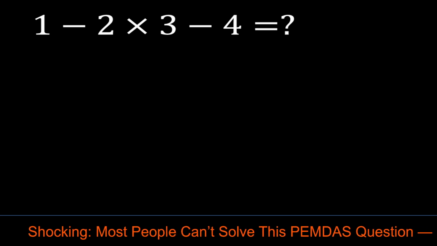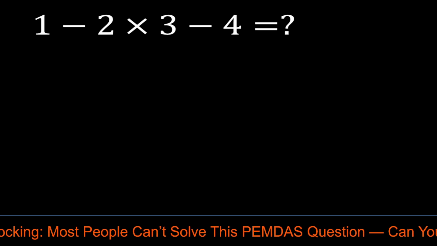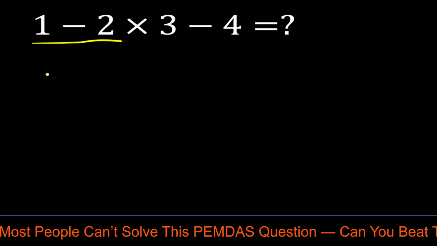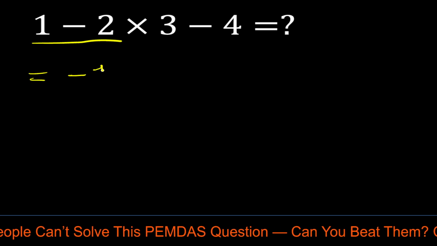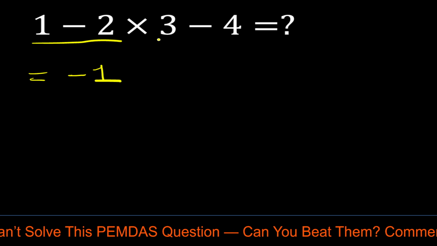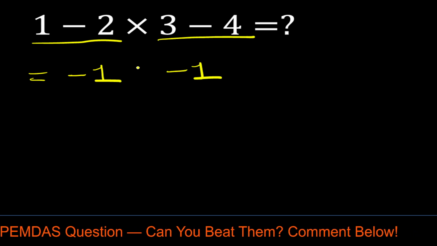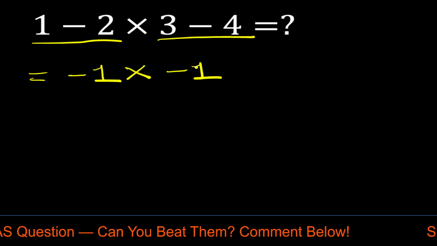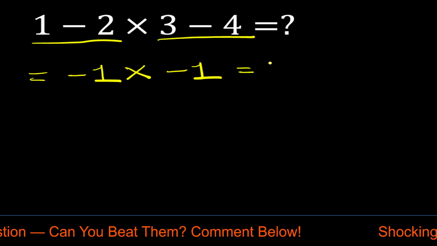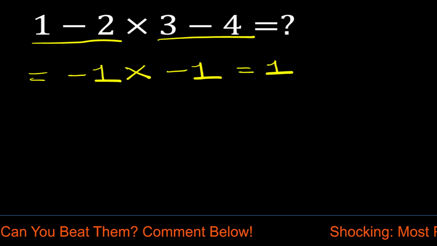So most people solve this question like 1 minus 2. So 1 minus 2 is equal to minus 1. And again 3 minus 4. So 3 minus 4 is equal to also minus 1. Now minus 1 times minus 1. So minus 1 times minus 1 is equal to 1, right?